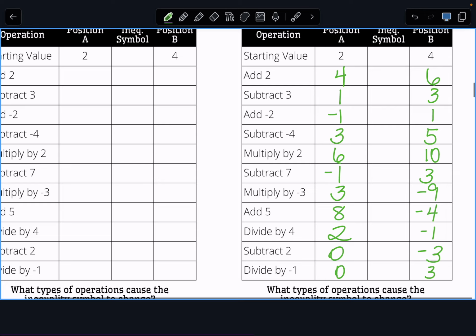Okay. What I want you to do for each row, I want you to write the inequality sign. So who's bigger, 2 or 4? Write the inequality sign. Who's bigger, 2, 4, or 6? Write the inequality sign. Yep, it needs to eat the bigger number. Then I want you to look at that bottom question, see what you think.